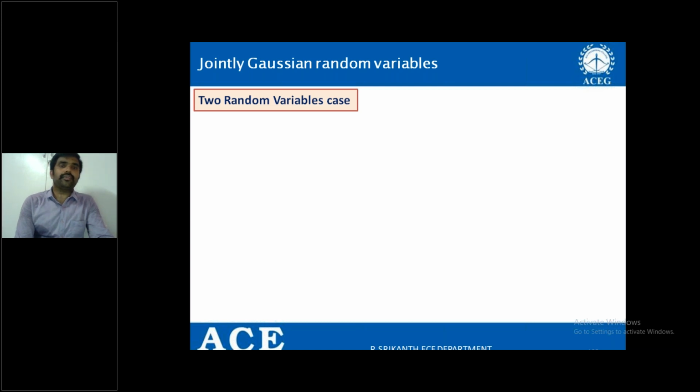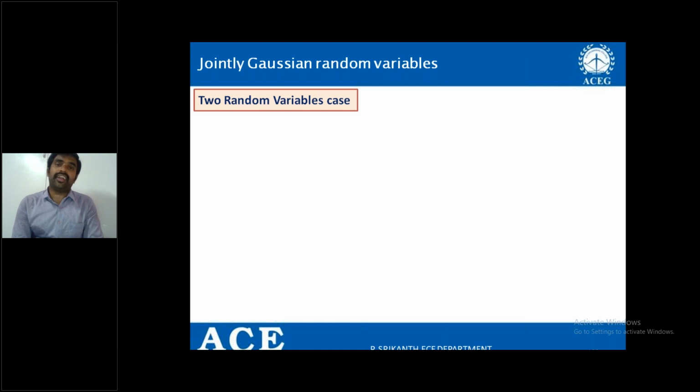Next, in the two random variable case, the next topic is jointly Gaussian random variables. As I said, the Gaussian random variable was discussed in the very first chapter, and it is going to play a major role in electronics and communication applications, right?